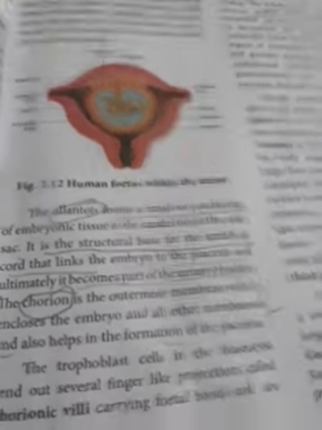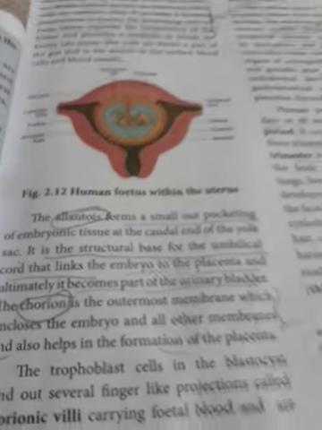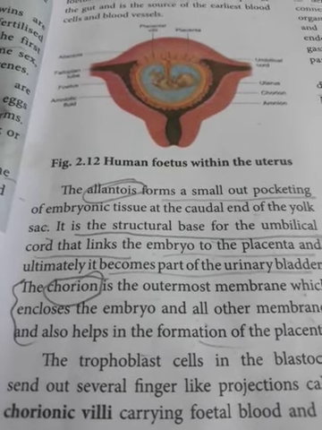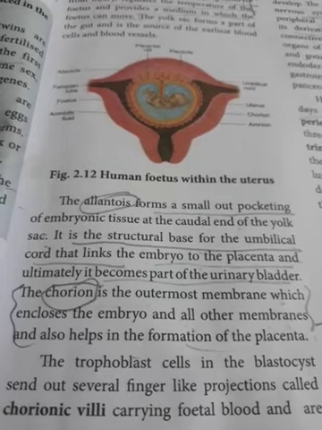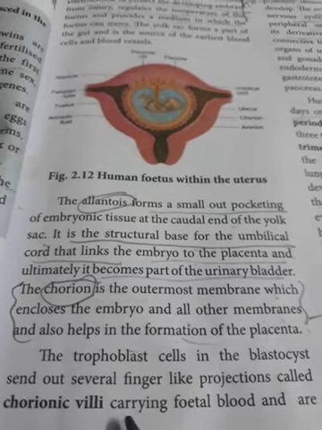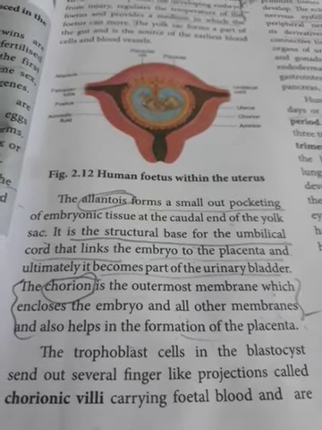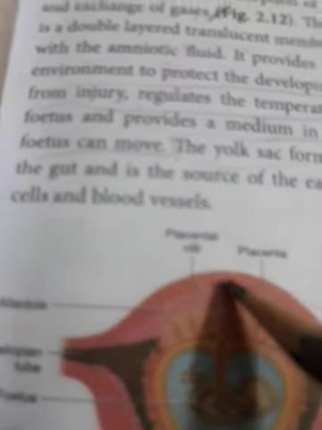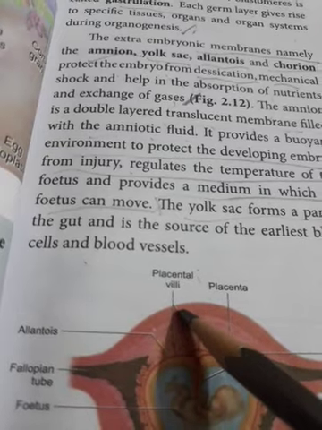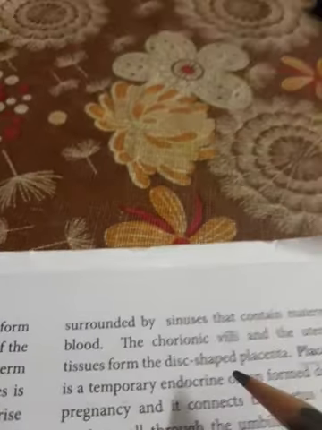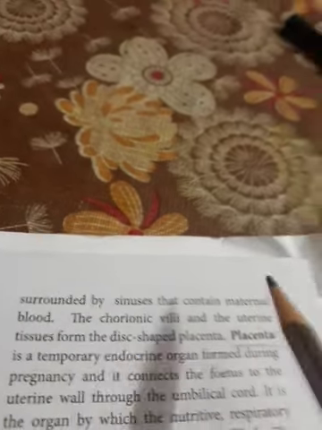Now, the trophoblast cells. Trophoblast cells are the outermost layer of the embryo, just outside the three layers: ectoderm, mesoderm, and endoderm. Trophoblast cells in the blastocyst send out several finger-like projections called the chorionic villi, carrying the fetal blood. This is the chorionic villi, also called the placental villi. These finger-like projections carrying fetal blood are surrounded by sinuses, depressions that contain the maternal blood.